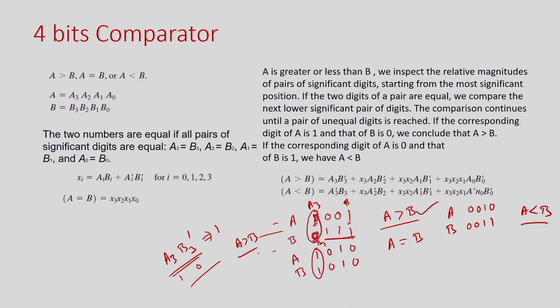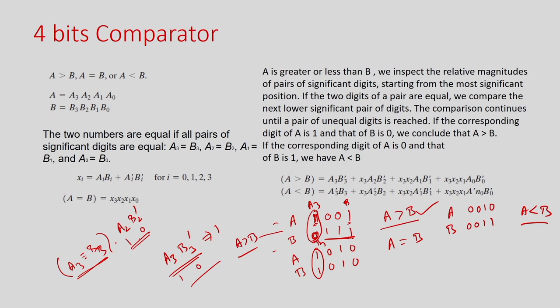So if this is equal, right? So A3 equal B3. It can be 0, 0 or 1, 1. Then I should check if A2 and B2 bar, right? So it means this is 1, they are same, not 1, it may be 0, 0. And my A2 is 1 and B2 is 0. Then also A greater than B, right? So in this case also this is zero, same, so this will be false.